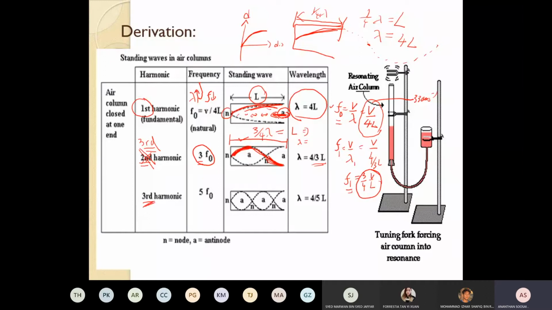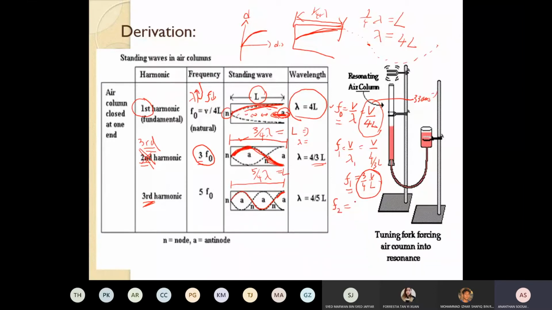Now the frequency increases, the compression happens, then another antinode is formed at the edge. You will hear a loud sound. Check this harmonic's wavelength. One loop is half wavelength, another loop is half wavelength, and this is quarter. So altogether 5/4 lambda equals the length of the tube. So lambda is 4/5 L.